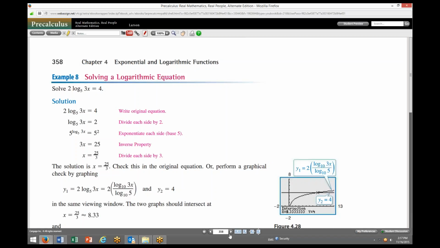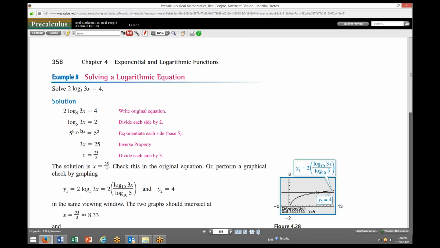If you have one like this here, 2 times log base 5 of 3x equals 4. Well, let's do one algebra step to get the log expression isolated by itself on the left side. Right now it's being multiplied by 2, so let's get rid of the coefficient of 2 by dividing both sides by 2. So log base 5 of 3x is 4 divided by 2, which is just 2. And that means we're stuck now. Can't solve that equation like it is.